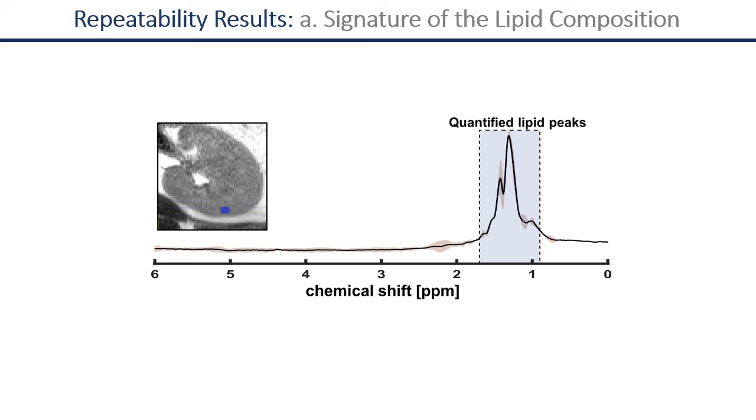To show the level of repeatability of the signature of lipid composition, lipid spectra from the cortex of the kidney acquired from the baseline and repeat scans were averaged. The black line represents the mean, while the brown shade represents the standard deviation. The blue box highlights the lipid peaks differentiated by the MRSI method.